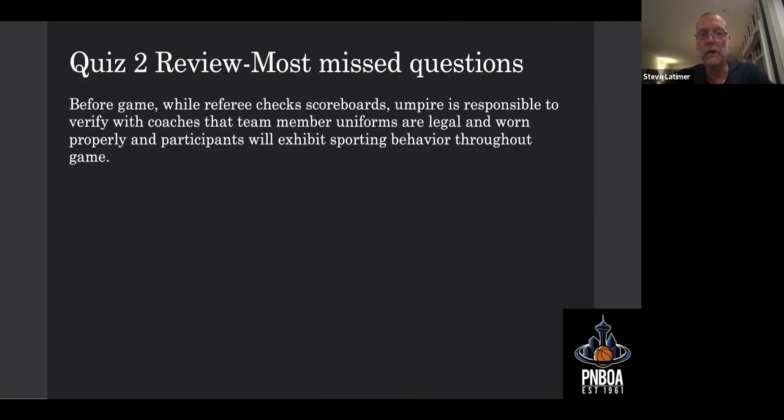Before the game, while the referee checks the scorebooks, actually, that's a typo on my part. The umpire is responsible to verify with the coaches that team member uniforms are legal, they're going to be worn properly, and the participants will exhibit sporting behavior throughout the game. What do people think? That was listed under referees' jobs. Yeah, that's right, referee's job, right?